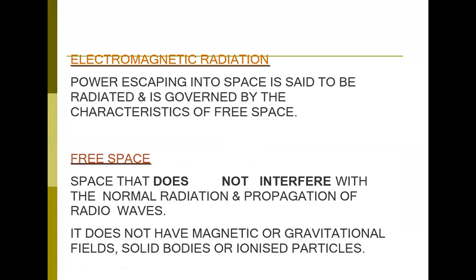Electromagnetic radiation: power escaping into space is said to be radiated and is governed by the characteristics of free space. So whatever signal you are sending in space has some power in it. Space that does not interfere with the normal radiation propagation of radio waves, meaning there is no interference in these waves, is said to be free space.